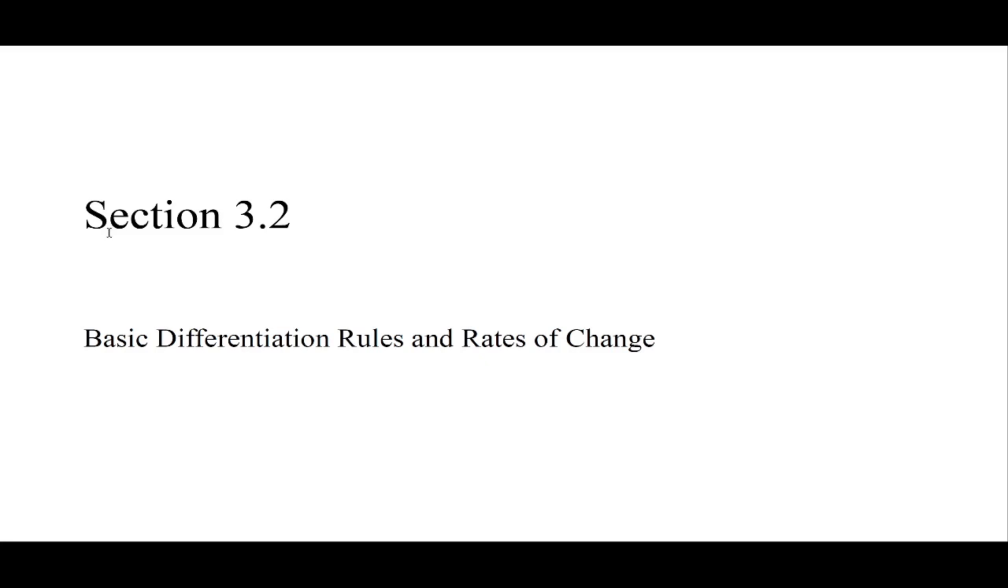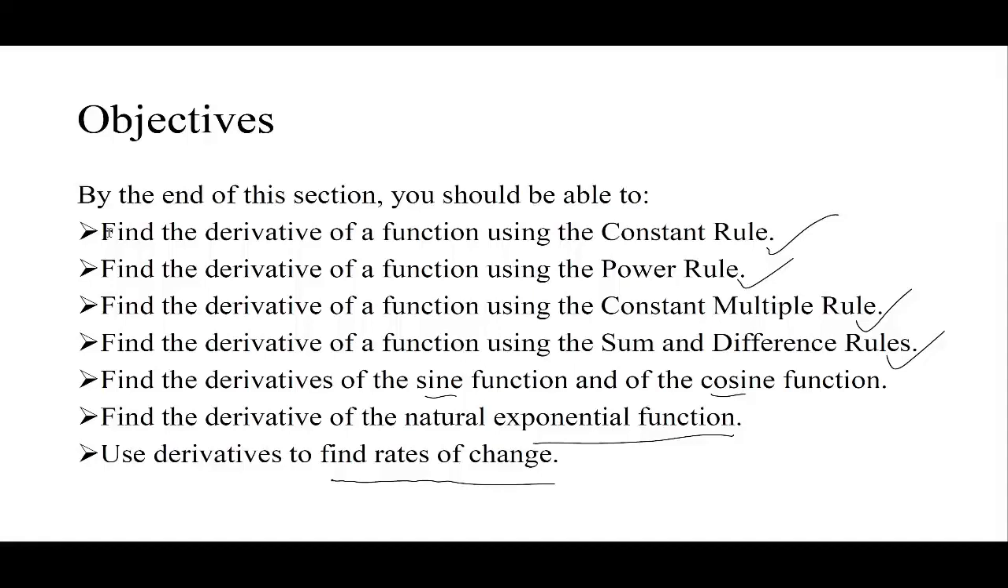Section 3.2, Basic Differentiation Rules and Rates of Change. These are the objectives. We're going to talk about how to find the derivative of a constant function. We're going to talk about the power rule, constant multiple rule, sum and difference rule. We're going to find the derivative of sine and cosine functions, exponential functions, and eventually we're going to use the derivative to find the rate of change.